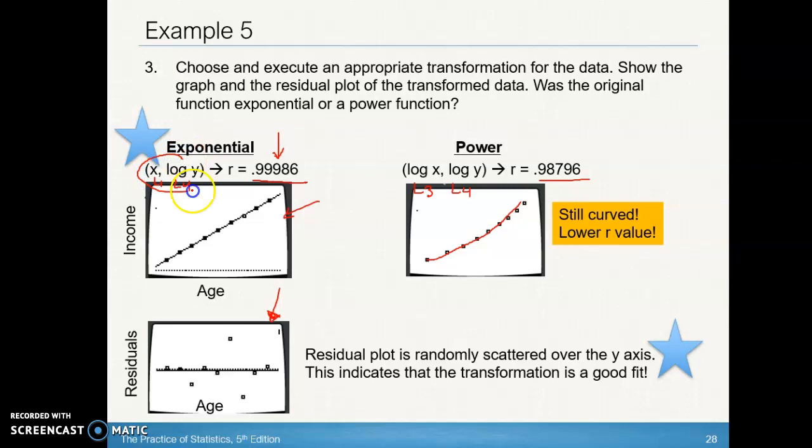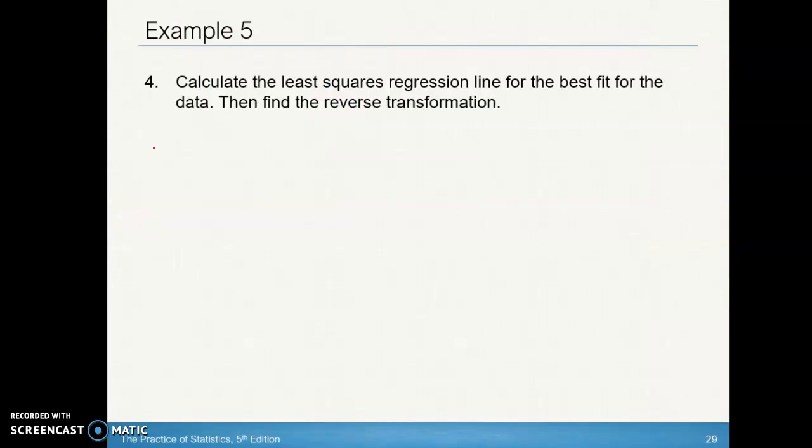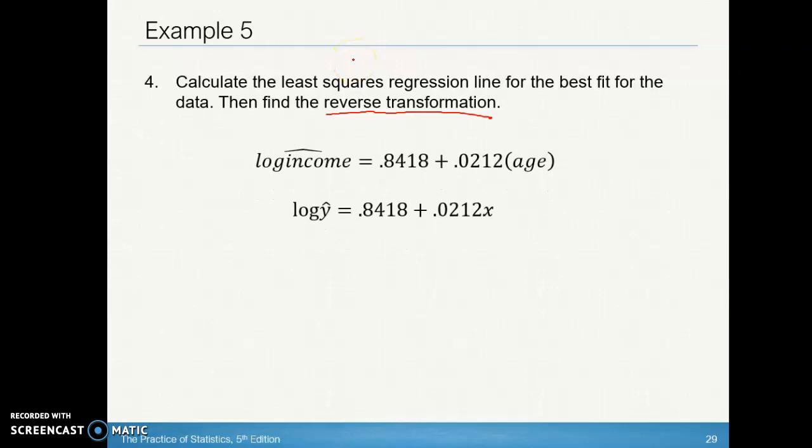Okay, so this is going to tell us that the original was exponential. So we want to calculate the least squares regression line for the best fit data, then find the reverse transformation. Now keep in mind, you can use your graphing calculator to find the reverse transformation. When you did list 1 comma list 4 for your linear regression, you should have gotten log of income hat equals 0.8418 plus 0.0212 for age.